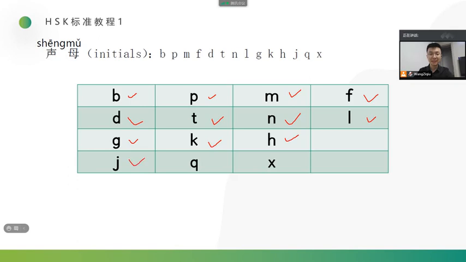This one, listen carefully. 鸡, 七, 西. Okay, now let's read them one by one.